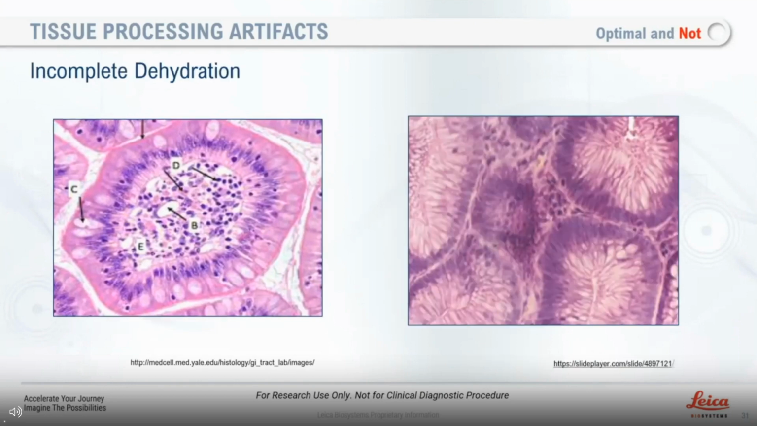Here is that great section of bowel that is evenly stained and structures well defined, contrasted to the one on the right that has been under dehydrated. Here you can see that the staining is murky, not well defined. That is because there is still free water present. Take note that this section can represent more than one root cause.